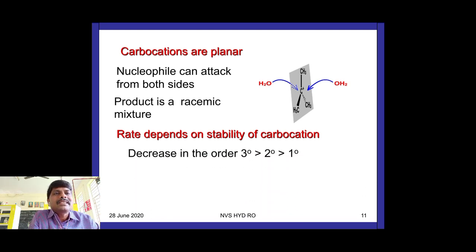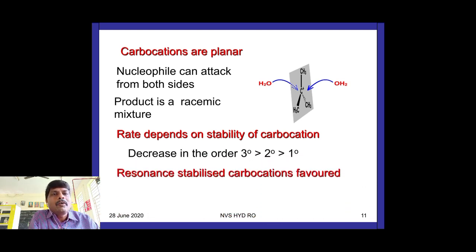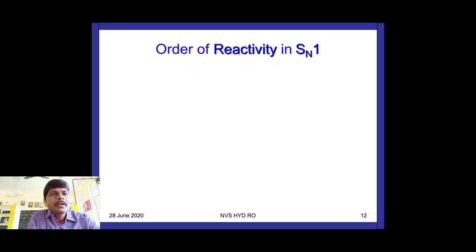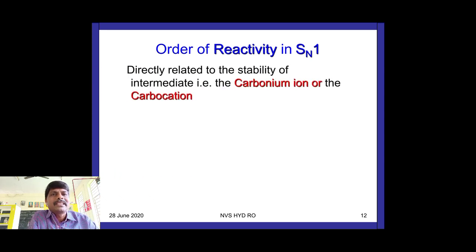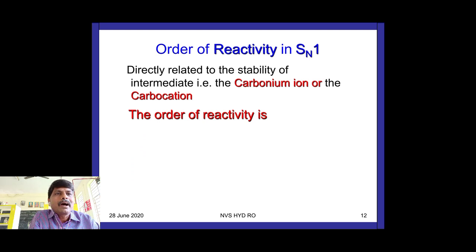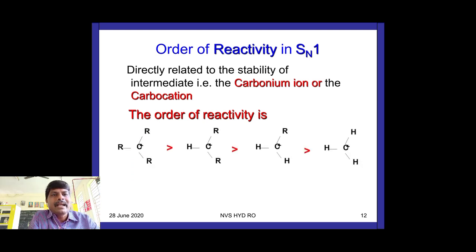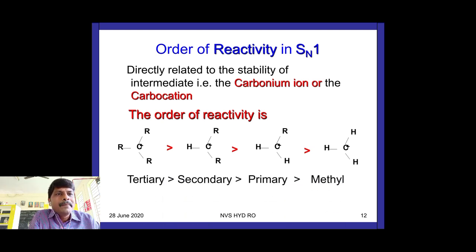Rate depends on the stability of the carbocation. So what is the order? Tertiary greater than secondary greater than primary. Resonance stabilized carbocation is favored, which means allylic and benzylic will also be favored. So the order of reactivity in SN1 is directly related to the stability of the intermediate, that means the stability of the carbonium ion or carbocation. What is the order? Tertiary greater than secondary greater than primary greater than methyl. It is the order of reactivity.